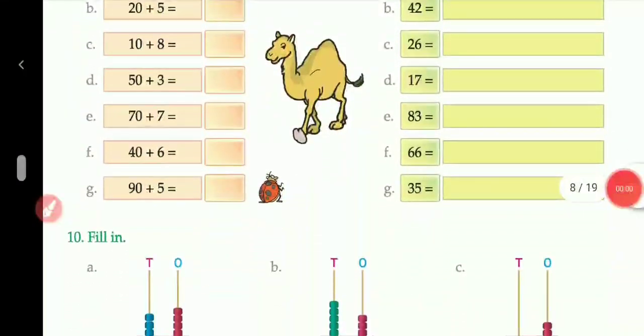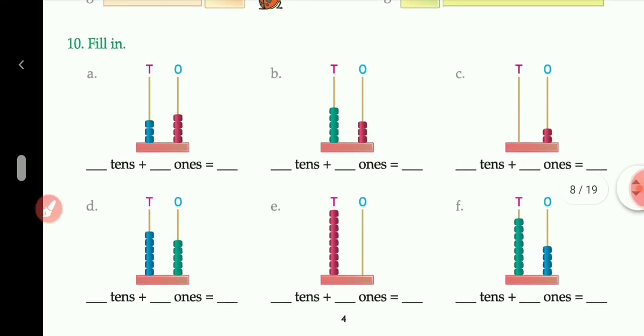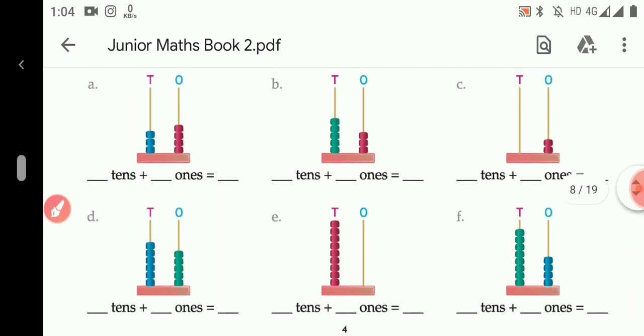Now let's move towards question number 10. Fill in the blanks. We have to fill here the digits in tens and ones and then add them to make a two-digit number. For example, here 3 beads are there, so the digit 3 will come in tens place. Here 4 beads are there, so 4 will come in ones place. 3 tens plus 4 ones makes the number 34. In the same way, all the questions will be done. You have to draw them in your copy and then write their answer.